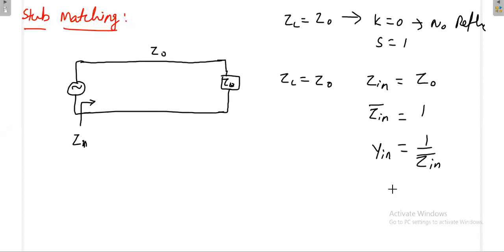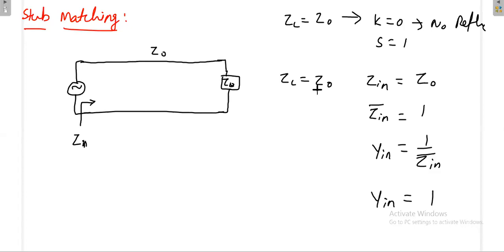Admittance. Instead of impedance, I can calculate the admittance. Even that admittance is also 1. What is happening? Even that admittance is also 1. Okay, so in future I will derive some equation after introducing the stub. If I am getting finally Yin equal to 1, is it true?